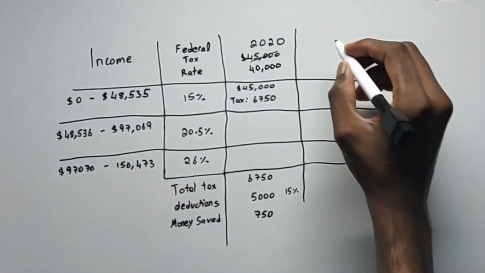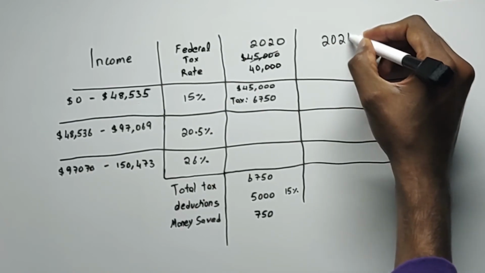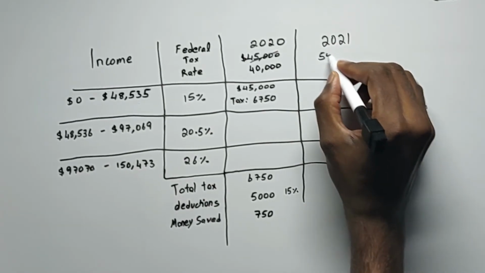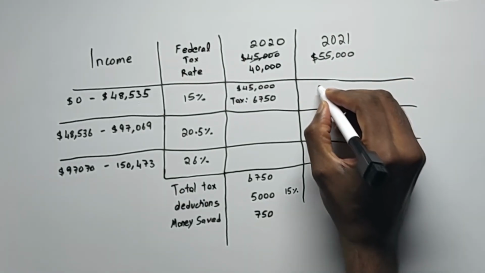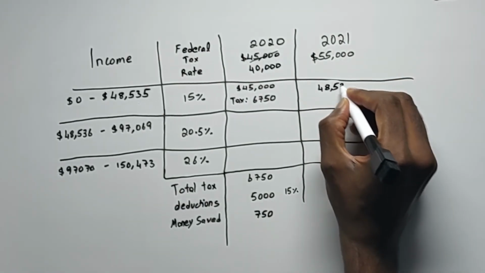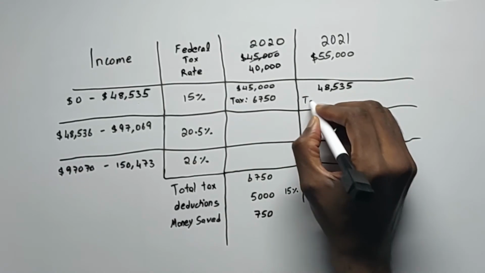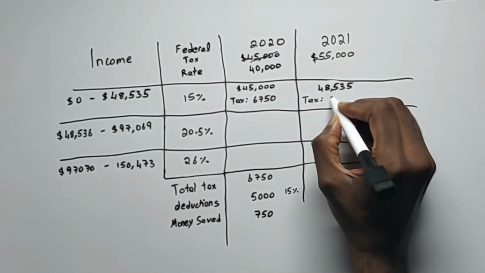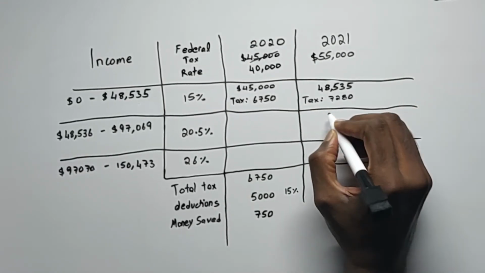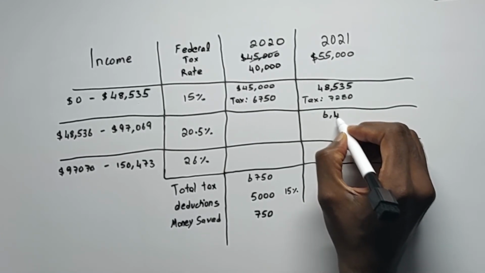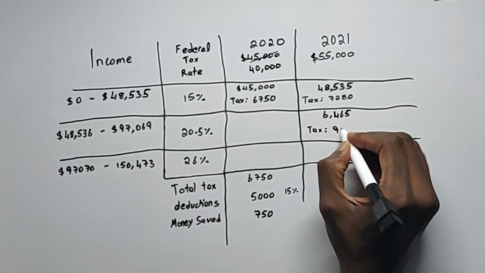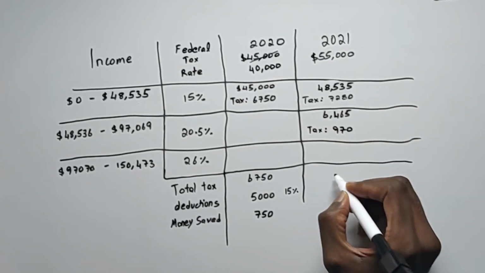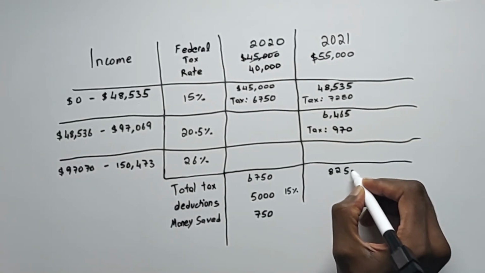Let's say in 2021, your income increases to $55,000. On the first $48,535, you would pay 15% income tax, which equates to $7,280. And the remaining $6,465, you would be taxed at a rate of 20.5%, which is equal to $970. In total, you would be paying $8,250 in tax.